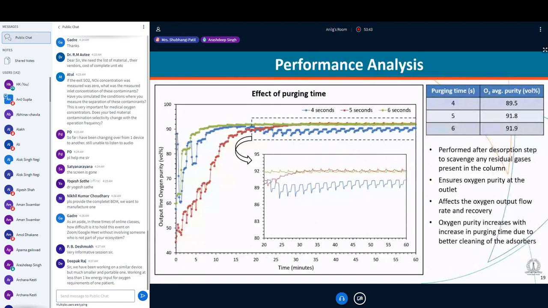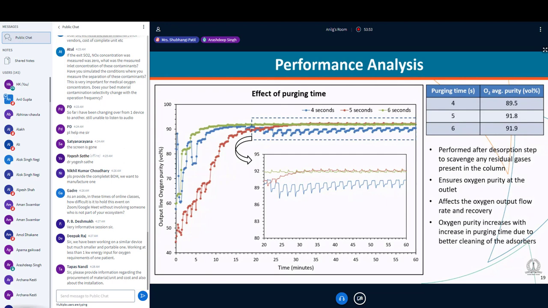But when you use your output oxygen for purging, you are going to get slightly lower flow rates at the outlet. Your recovery of oxygen at the outlet will decrease a bit. But you have to play with these numbers and test them, so that you work under optimum conditions. So this is also one of the very important parameters. Next slide, sir.